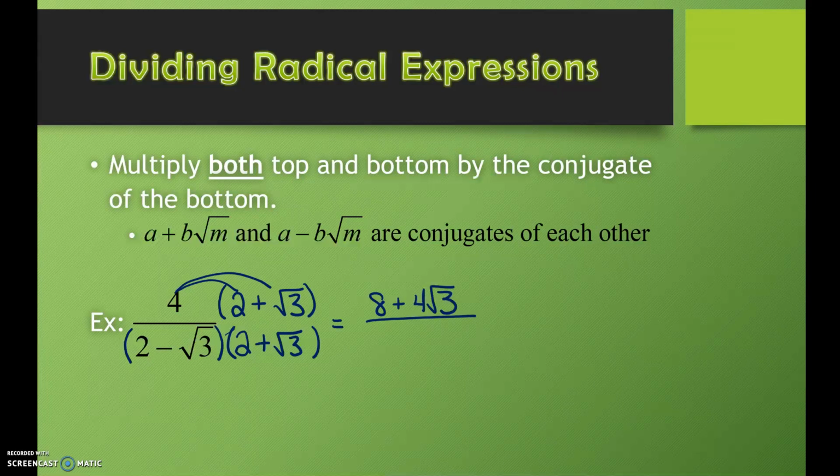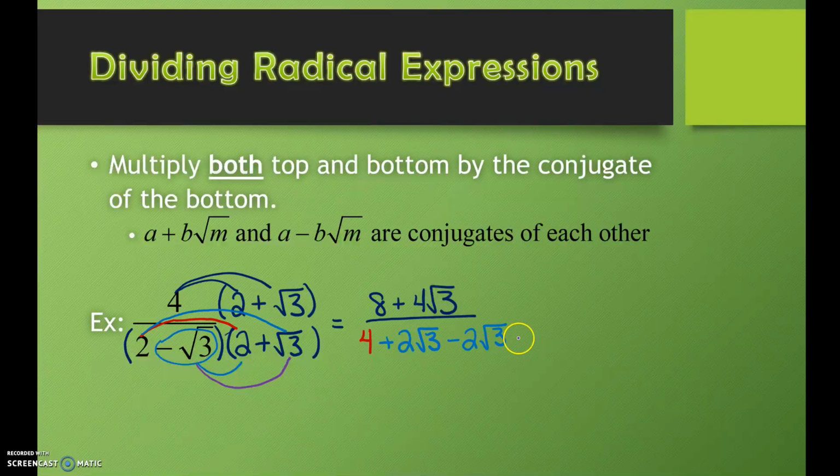On the bottom, we've already had practice double distributing, so this should be pretty easy. 2 times 2 is 4. 2 times the square root of 3 is positive 2 square root of 3. Now let's distribute this negative square root of 3. Negative square root of 3 times 2 is negative 2 square root of 3. And negative square root of 3 times the square root of 3.